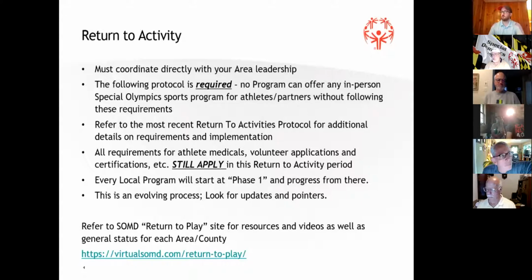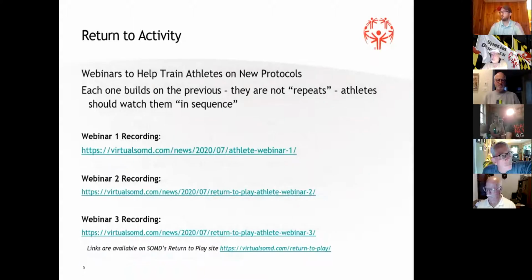Every program is starting out in phase 1, and there's a couple that are right now outside of phase 1. But we'll talk through this and it'll make more sense. And then again, you have those links there to the virtual movement page.